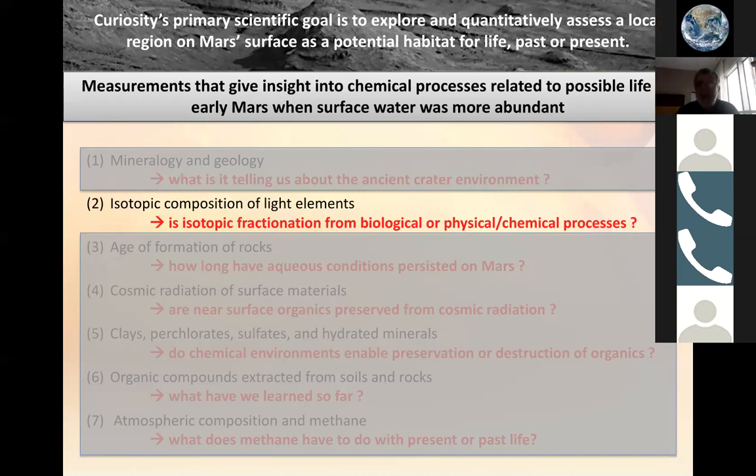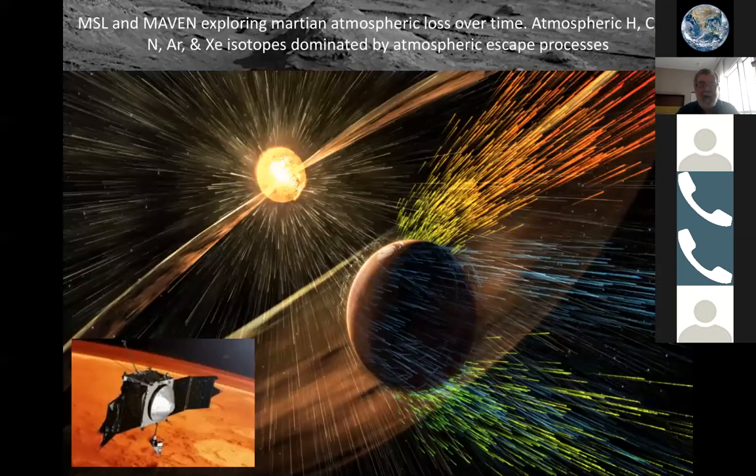even in biological systems. But it turns out it's dominated, and here's a graphic illustration of what MAVEN's telling us, that the isotopic fractionation is dominated by this escape of the atmosphere. Basically, the solar radiation produces charged particles, they get captured in the magnetic field, they go slam back into the atmosphere. And Mars being a much smaller planet than Earth, the gases can escape more readily. There's less gravity to hold them in. And so over billions of years, the atmosphere has fractionated.